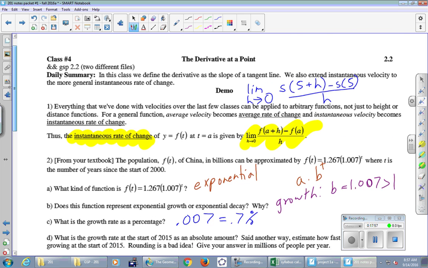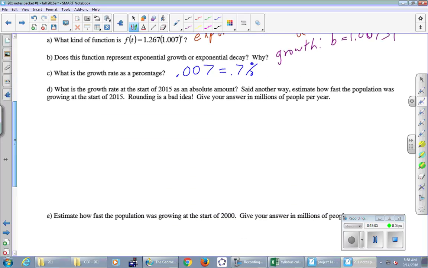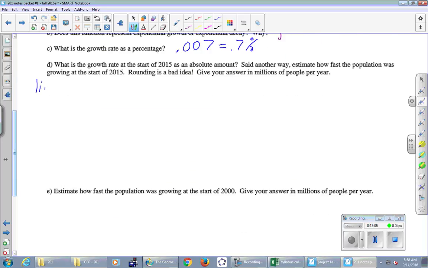We are going to use our magic formula right here. It is highlighted in yellow. Let's go for it here. Limit as h approaches 0 of f of... okay, the only thing that we're going to change from that yellow formula to what we're writing here is the a.